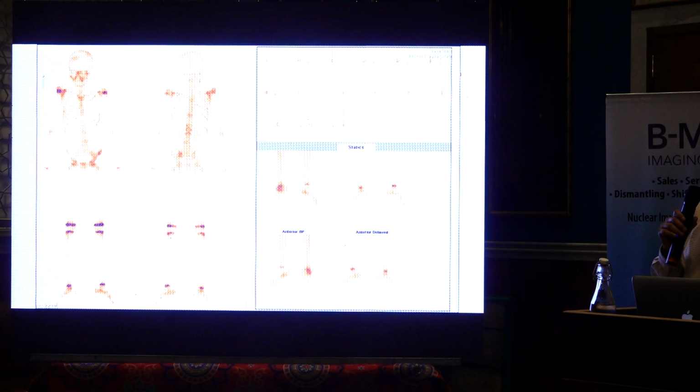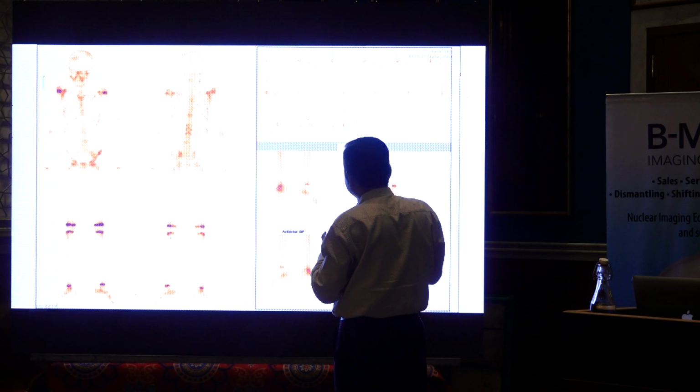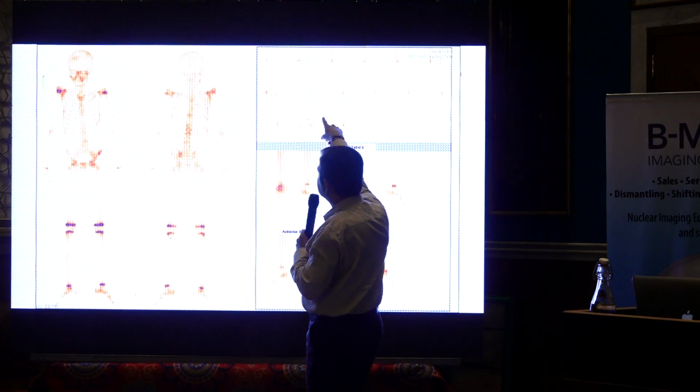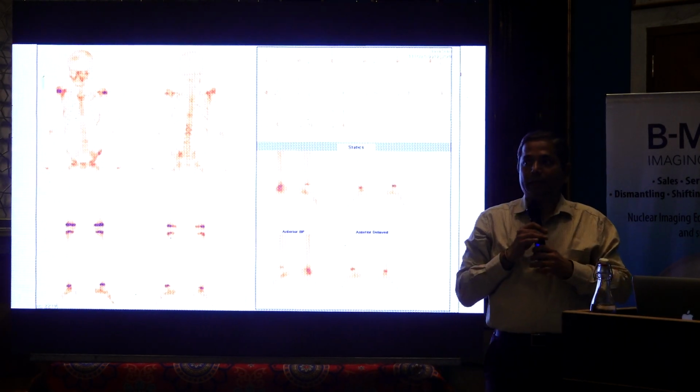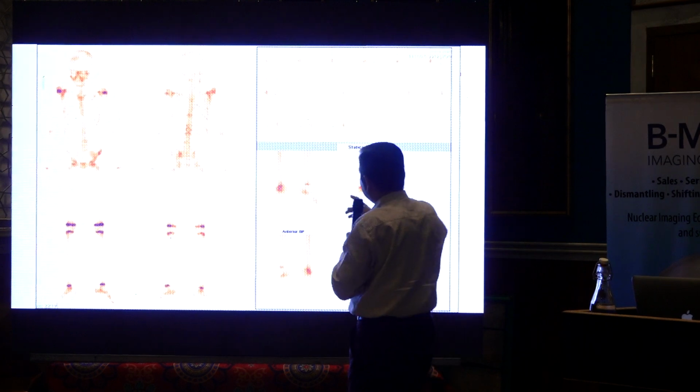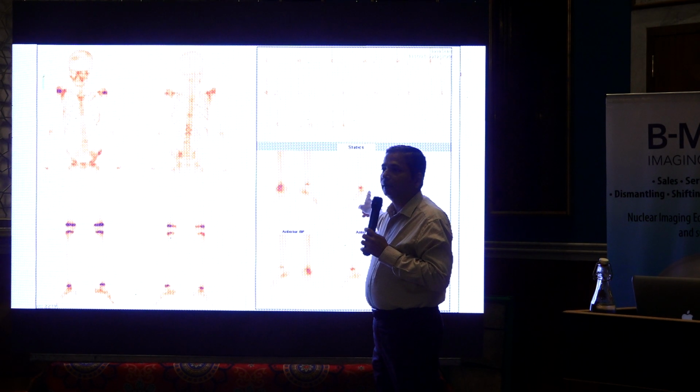We did a 3-phase of the ankle joint. You see that there is increased uptake in the right ankle. This is the anterior images. There is some increased blood flow, blood pool in the right ankle joint. Interestingly, the increased blood pool we see is not showing any increased uptake in the delayed phase.